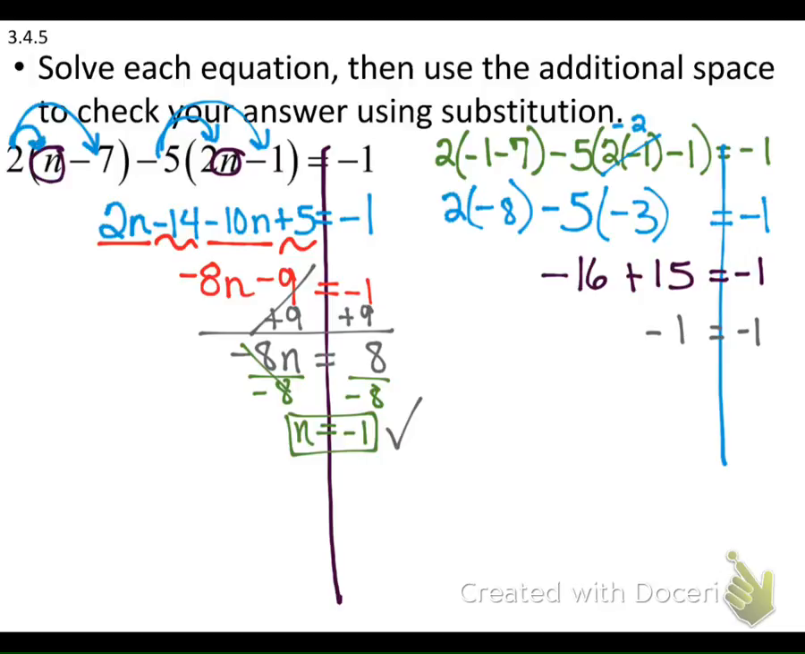Now what if my answer was wrong? What if it didn't end up equaling out? Then I need to check where I made a mistake, right? All right, any questions?